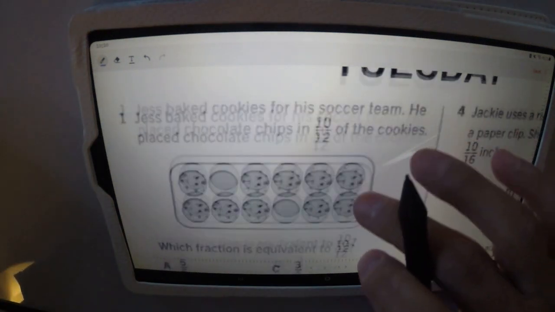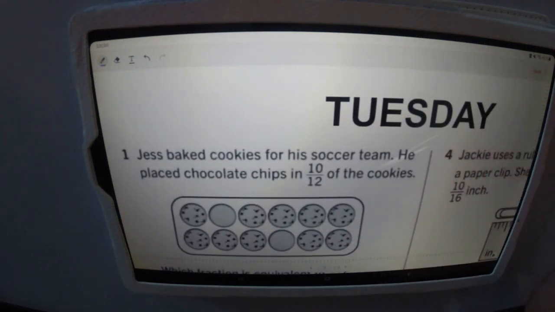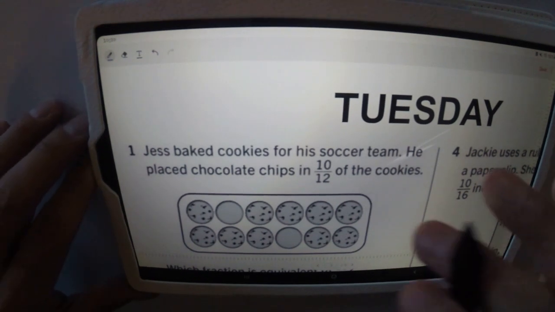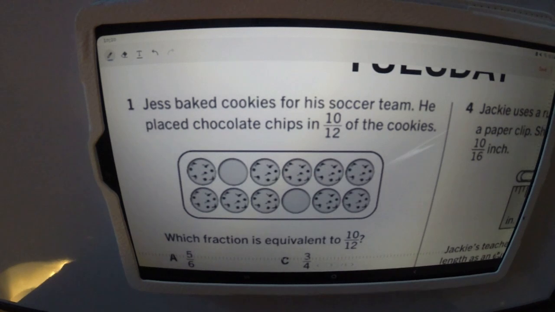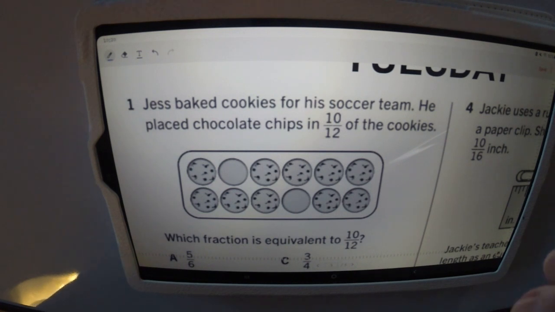Okay, so Dylan, this is for your Tuesday homework right here, as you can see, Tuesday, right? This is fractions, all right, so let's get through it. I'm going to read the question to you, okay? Jess baked cookies for his soccer team. He placed chocolate chips in 10 out of the 12 cookies.